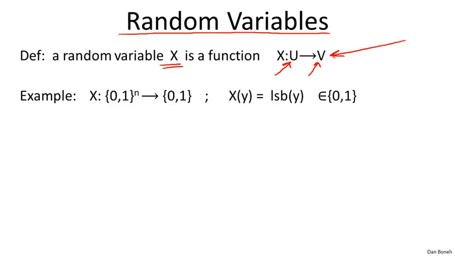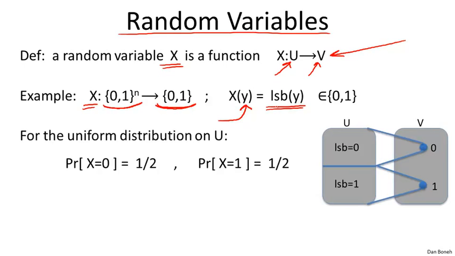So let's look at a particular example. Suppose we have a random variable X, and this random variable maps into the set {0,1}. So the values of this random variable are going to be either 0 or 1, so 1 bit basically. Now this random variable maps our universe, which is the set of all n-bit binary strings, {0,1}^n. And how does it do it? Well, given a particular sample in the universe, a particular n-bit string y, what the random variable will do is simply output the least significant bit of y. And that's it. That's the whole random variable.